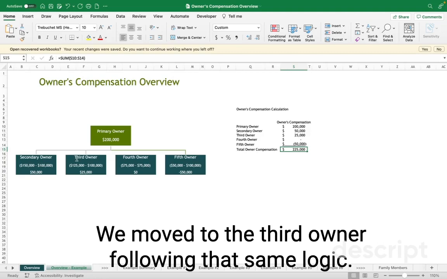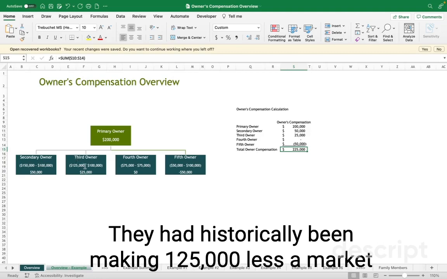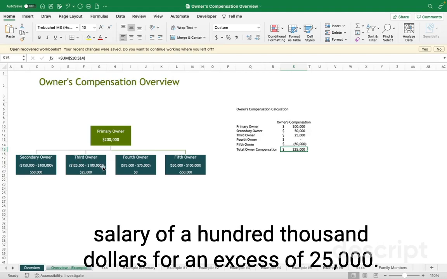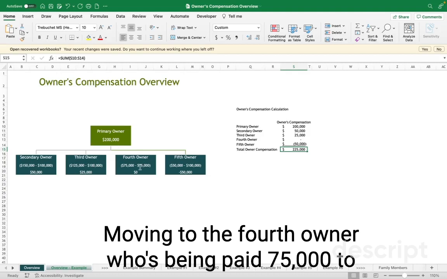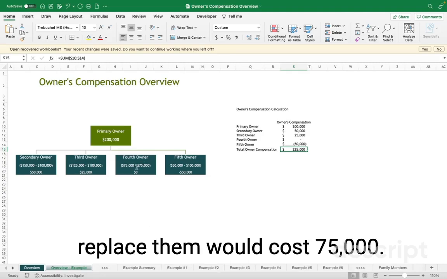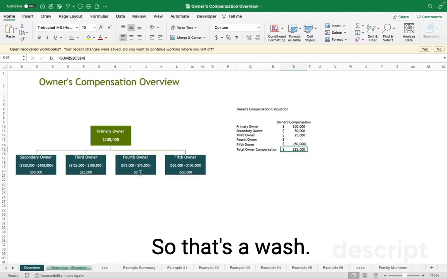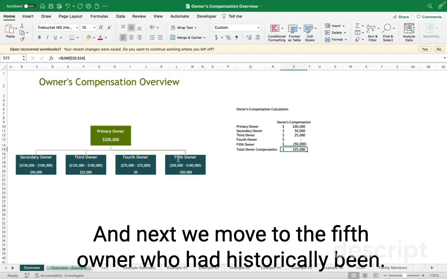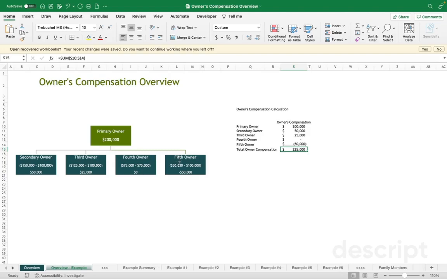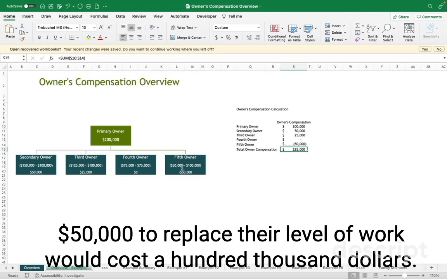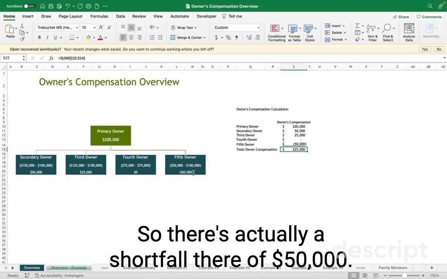We move to the third owner, following that same logic. They had historically been making $125,000, less a market salary of $100,000, for an excess of $25,000. Moving to the fourth owner, who's being paid $75,000. To replace them would cost $75,000. So that's a wash. Next we move to the fifth owner, who had historically been making $50,000. To replace their level of work would cost $100,000. So there's actually a shortfall there of $50,000.